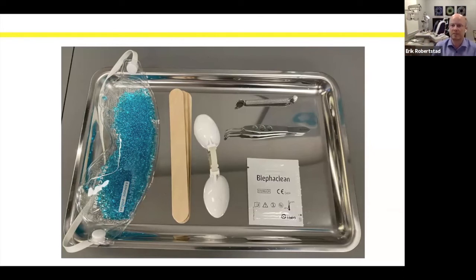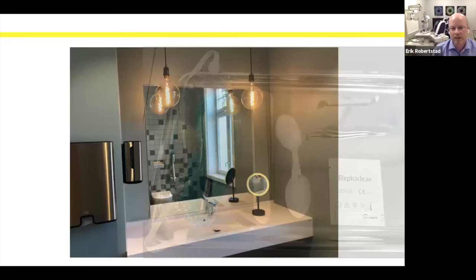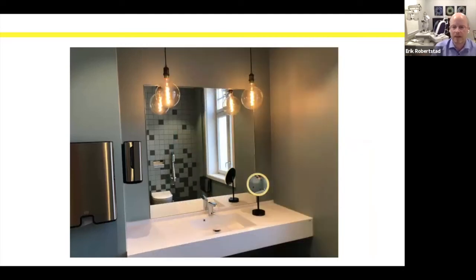After the treatment, people would very often like to, if they're going back to work, for example, put their makeup back on. So we make sure we have facilities where people can go, they have a makeup mirror, and put their makeup back on after the treatment, so that they can do that in peace and quiet.